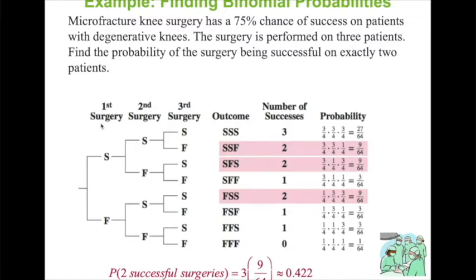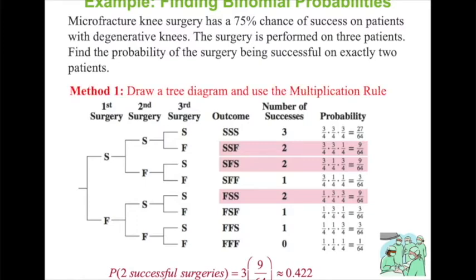So this is the first surgery. You draw the 2 branches. S stands for success, F stands for failure, and then you draw another branch, like so. Again, S stands for success, F stands for failure, and you do the same thing for the third surgery. And then you label the respective probabilities.